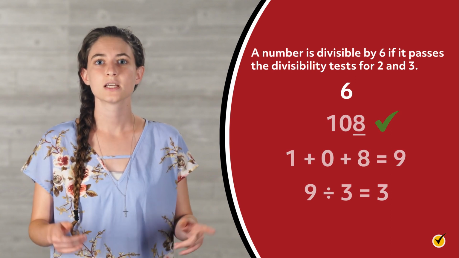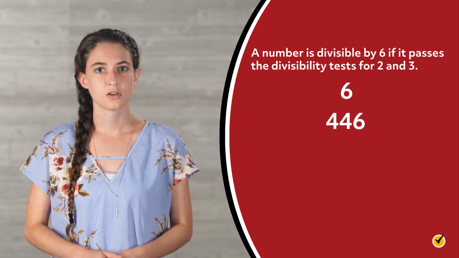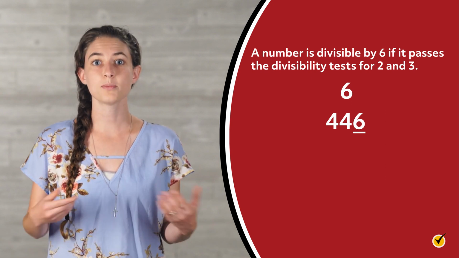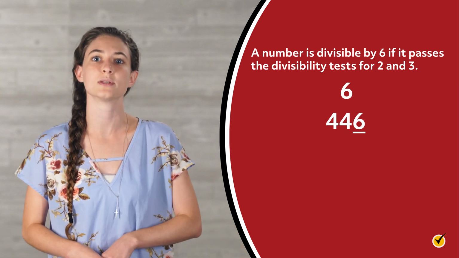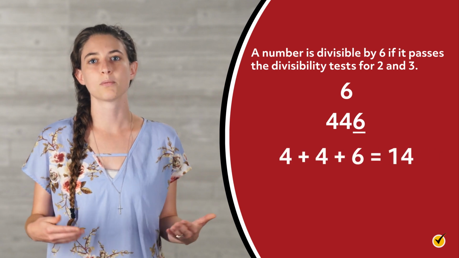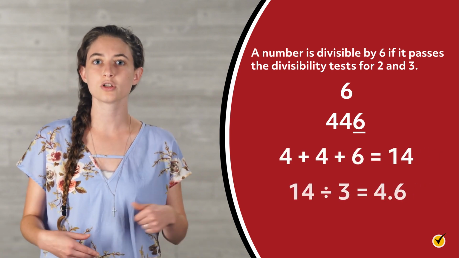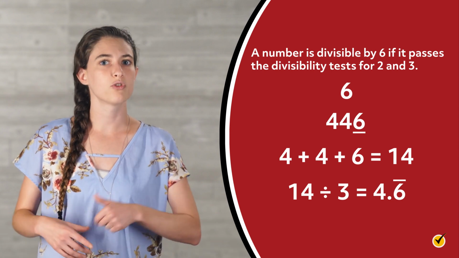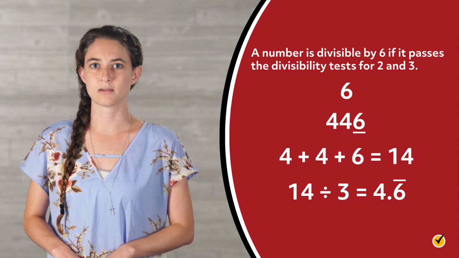Let's try one more. Consider the number 446. We know it's an even number because the last digit, 6, is even. From here, add the digits together to see if the sum is divisible by 3. 4 plus 4 plus 6 equals 14, and 14 divided by 3 equals 4.6 repeating. Therefore, 446 is not divisible by 6.